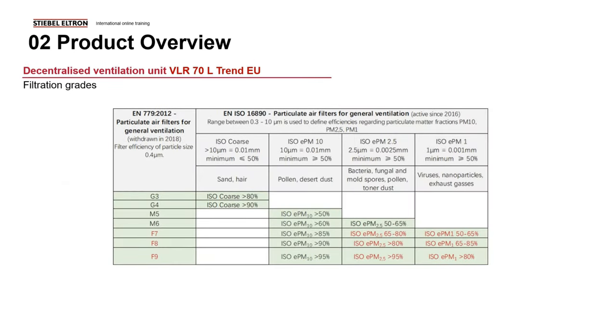This table shows some of the filtration levels that can be achieved with the filters of the VLR 70 L Trend EU. For example, the F7 internal filter supplied as standard removes 65 to 80% of bacterial, fungal, mold spores, pollen, toner, and dust. Upgrade that to an F9 filter, and 95% of these particles can be removed. Even small particles, virus, nanoparticles, exhaust gases, with a standard filter can be reduced by 50 to 65%, and with an F9 filter be reduced by 80%. These fantastic filtration levels offer great indoor air quality.